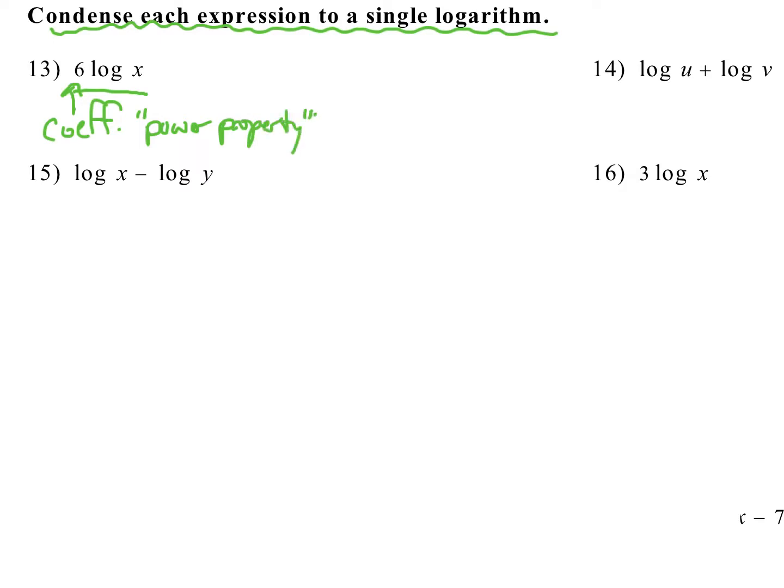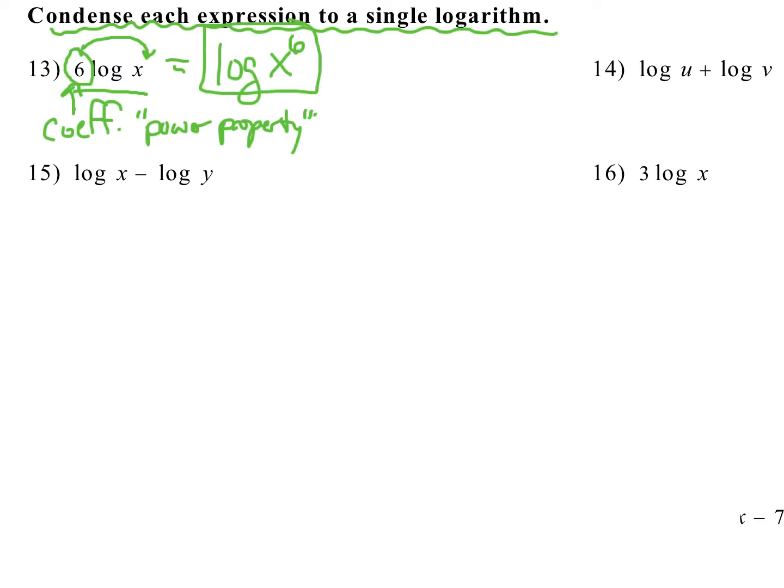And what that states is that in terms of a logarithm, if I want to condense the coefficient into the logarithm, I take that coefficient and it becomes the exponent on the term that we're taking the log of. So since we're taking the log of x, I would rewrite that as log of x to the 6th. And that's it. That's all we have to do there.